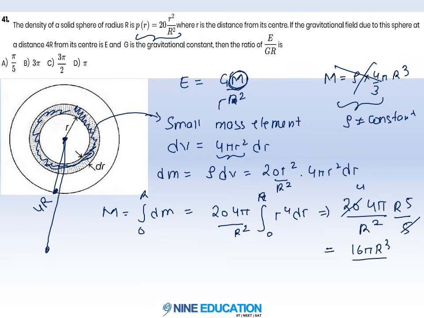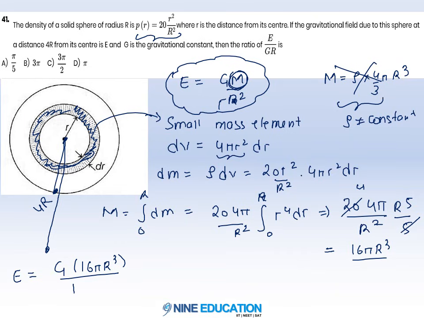This is a mass. Now find the electric field at any point. We can find the electric field at any point by this formula, where the distance is 4r. So the electric field is G, m is 16 pi r cube upon 16 r square. 16 and 16 cancel, and r square with r cube gives r. So from here we are getting E upon G r is pi. So the correct answer of this question is pi.